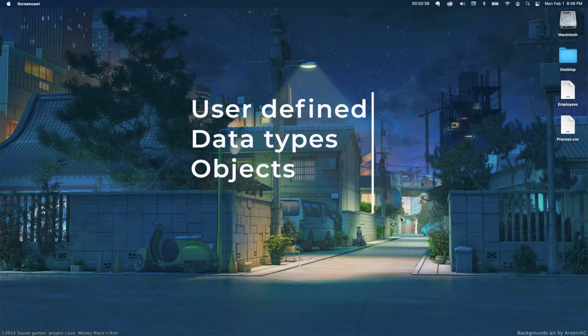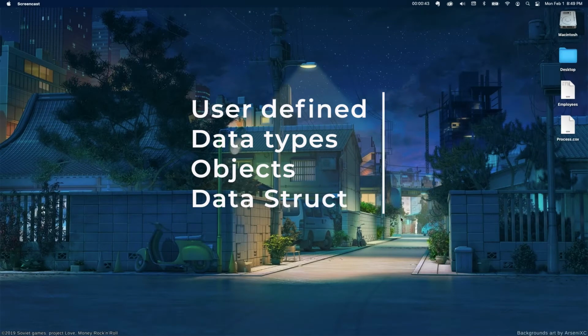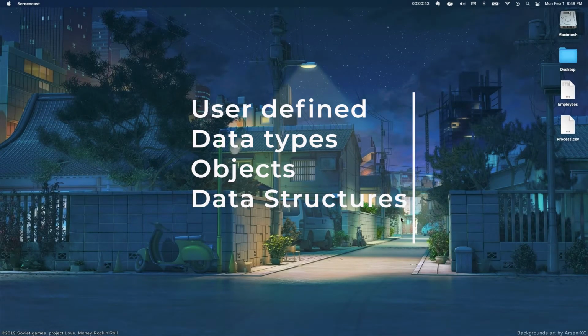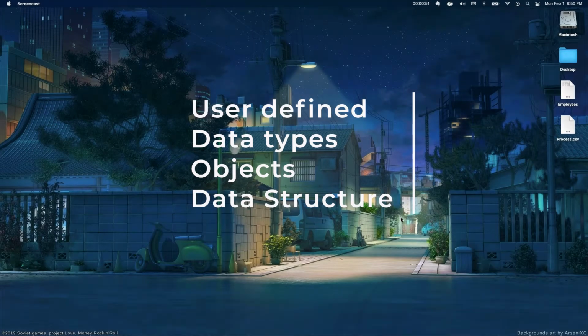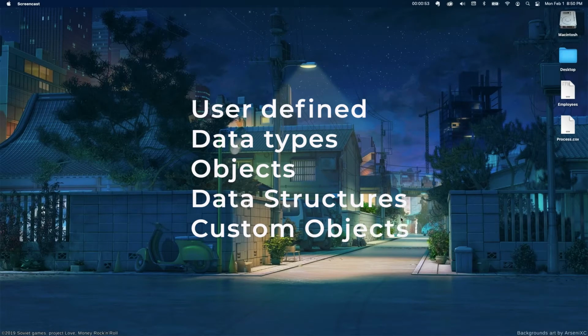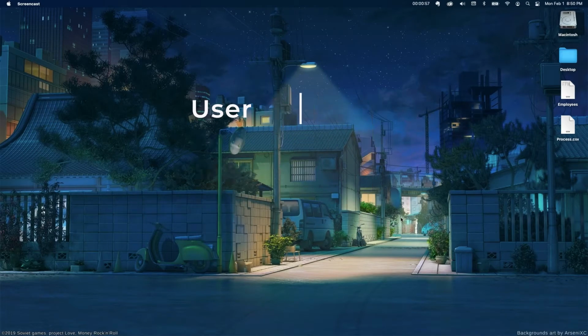And after that, we'll see data structures. We'll cover 3 data structures: arrays, array list, and hash tables. How do we initialize them and how do we use them? And at last, we will just touch upon creating your custom objects. Okay, so let's get started.